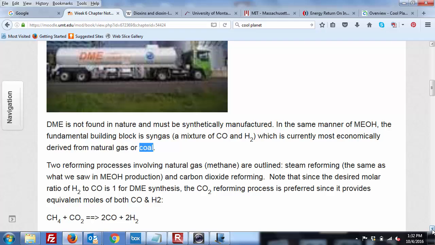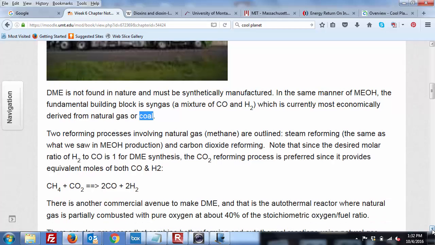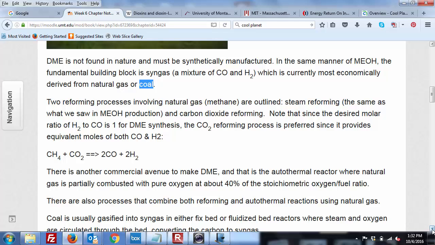Two reforming processes involving methane are outlined: steam reforming, same as what we saw in MEOH production, and carbon dioxide reforming. So you start with methane and carbon dioxide. Here comes your carbon monoxide, there's your hydrogen, and now you've got the molecules for doing your DME.